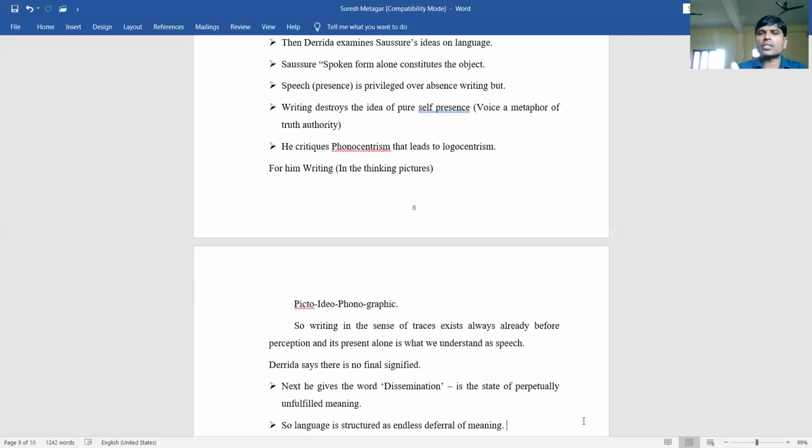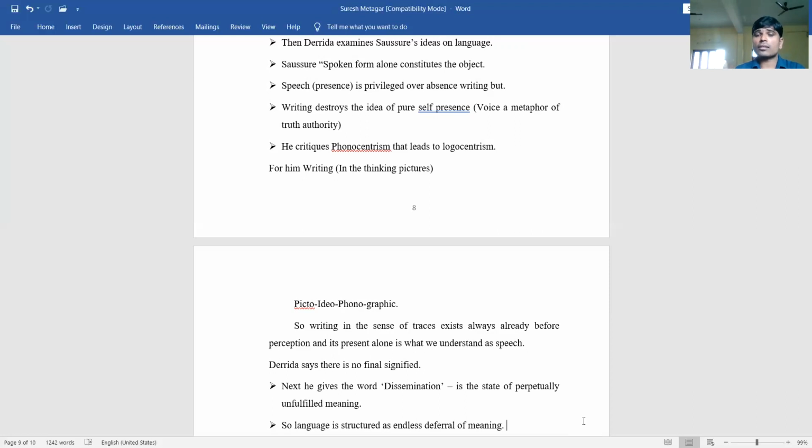For him, writing means thinking in pictures. He says writing was there before our perception also, which was there in the form of pictures. That's why he uses the word picto-ideo-phonographic. Picture comes, then idea comes, then words, phono, sound comes, then graphic. So writing in the sense of traces exists always already before perception, and its presence alone is what we understand as speech. What he says is, writing was always there. It existed in the form of traces. He uses the word traces.